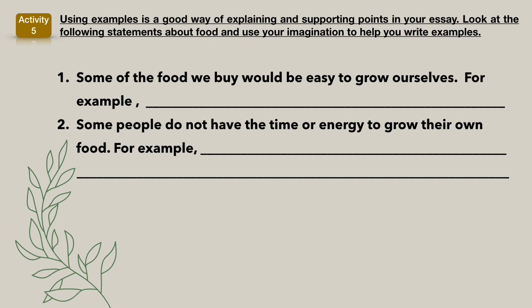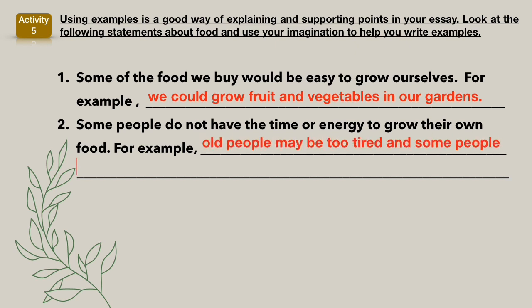So maybe for the first one, we could say, some of the food we buy would be easy to grow ourselves. For example, we could grow fruits and vegetables in our gardens. Number 2, some people do not have the time or energy to grow their own food. For example, old people may be too tired and some people work all day and want to relax at the weekend. So here are the examples that the statements need to be supported.